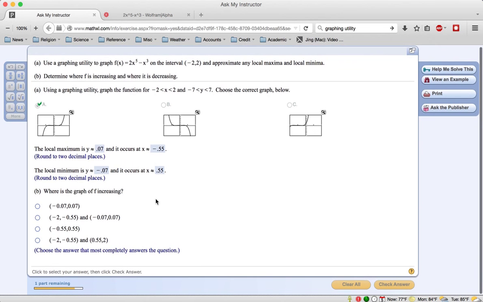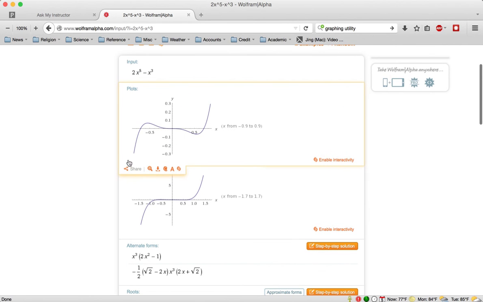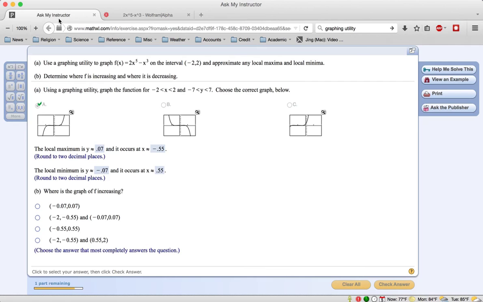Now, where is it increasing and where is it decreasing? Let's look at the graph again, right? If I look at the graph, I can see that it's going to be increasing up to the maximum, decreasing from the maximum to the minimum, and then increasing from the minimum to infinity again, right? So it's decreasing just in its range from maximum to minimum. Everywhere else it's increasing. Okay.